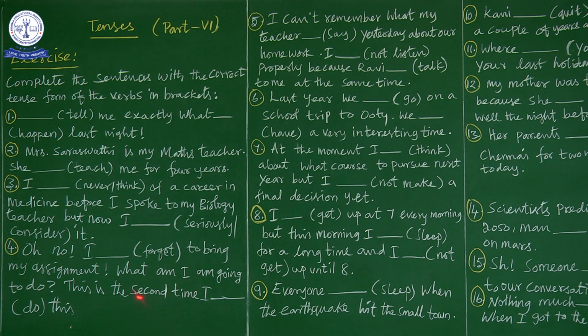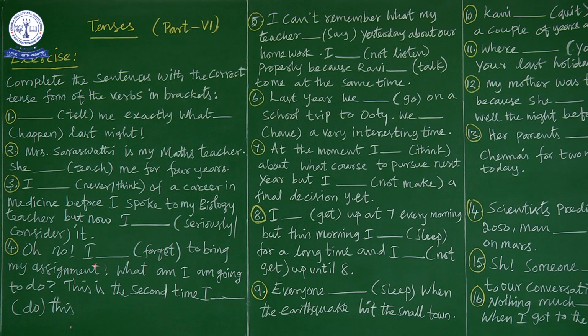That is the second time. So this action is the second time it happened. This is the second time I... So it is a past action, referring to a past action. So we have to go for past tense. What is the past tense of do? Did. So this is the second time I did this. Okay, so we have found the one answer.